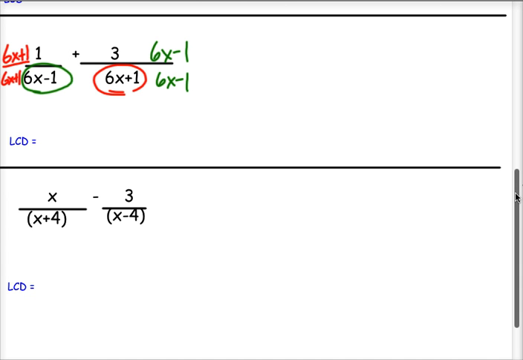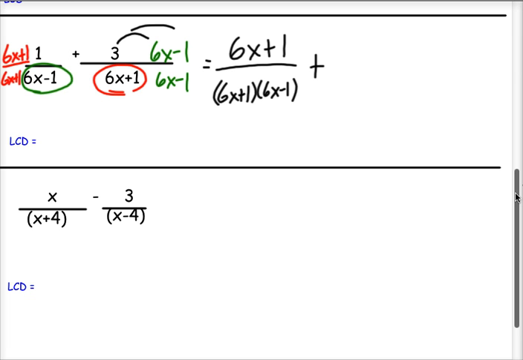So what ends up happening is for that first fraction, 6x plus 1 times 1 just stays 6x plus 1. Then we have the denominator of 6x plus 1, 6x minus 1. We look at our second fraction. So 3 times 6x minus 1. And again, notice we're going to have to distribute that. So you end up getting 18x minus 3. And notice you have that same denominator.